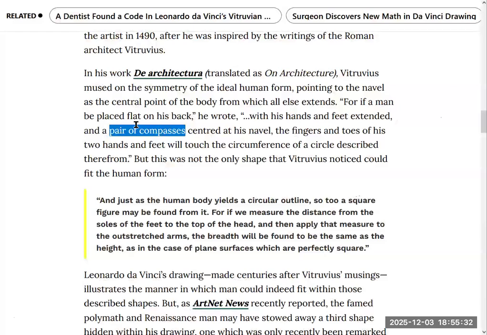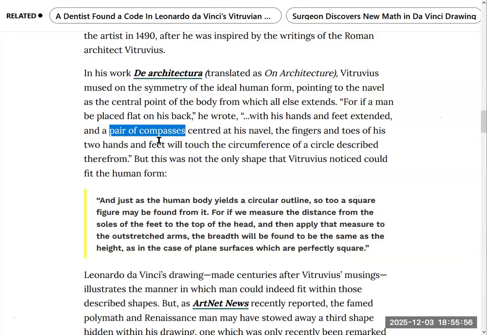So, "For if a man be placed flat on his back," this is what Vitruvius wrote, I think, "with his hands and feet extended," exactly as that picture is, "and a pair of compasses." It says a pair. That's quite an old way of looking at it, I suppose. Most people would say, "Oh, can I borrow your compass to make a circle?" But yes, a pair of compasses.